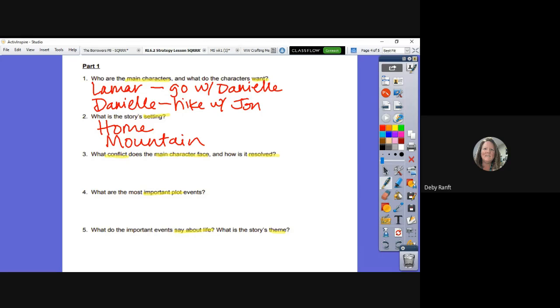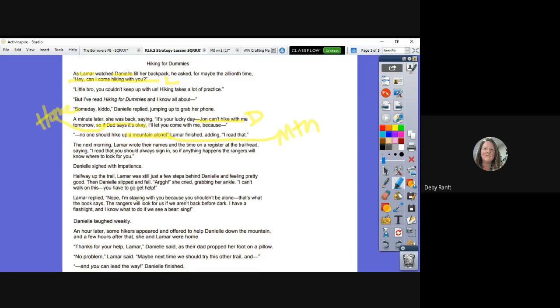Tyler. The conflict was she sprained her ankle. Yeah, she sprained her ankle. Where did you see that? And who's she? Danielle. So Danielle sprained ankle. Okay, there's our conflict. Where did you find that in the story? Then Danielle slipped and fell. It's on the second to last paragraph, right after, good. You got it. That's our conflict, right? That's the problem.